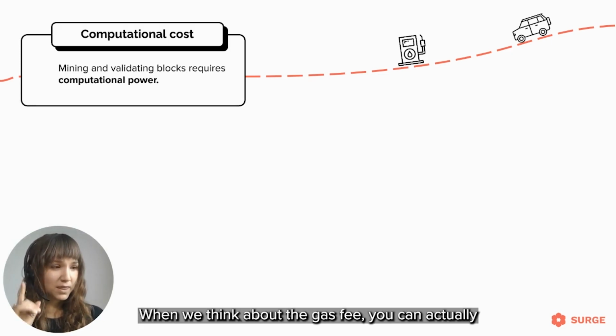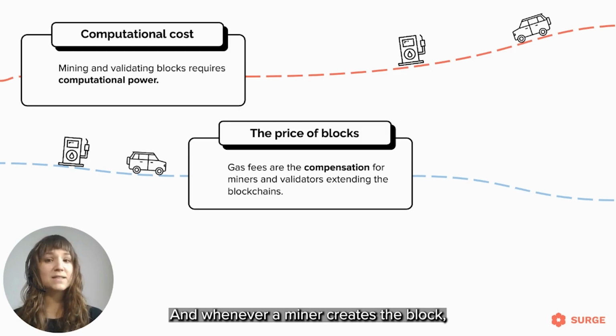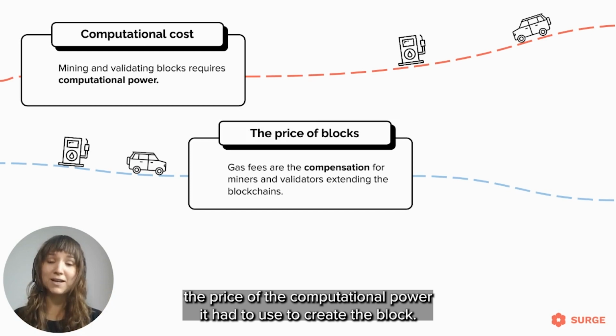When we think about the gas fee, you can actually think of it as a price of a block or price of a transaction within a block. And whenever a miner creates the block, then that miner is compensated through the transaction fees to cover the price of the computational power it had to use to create the block.